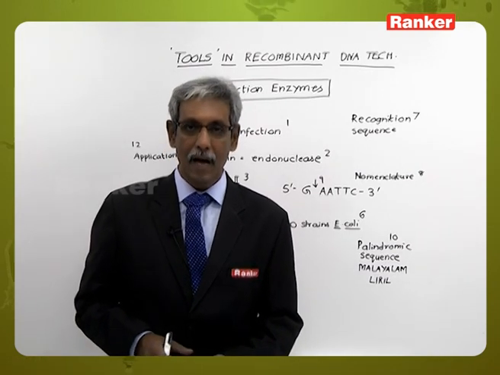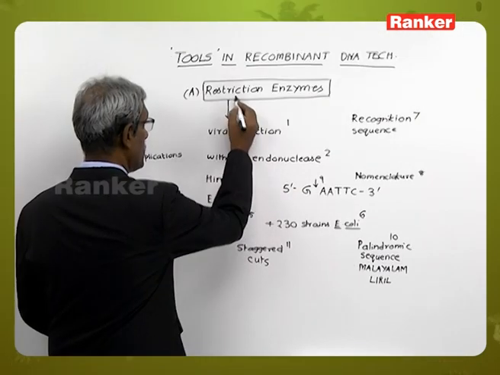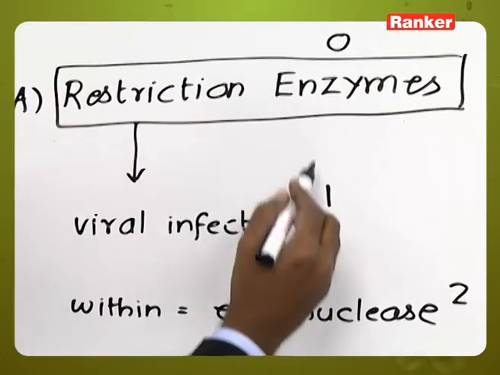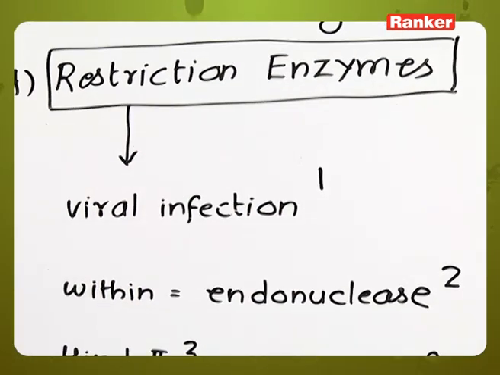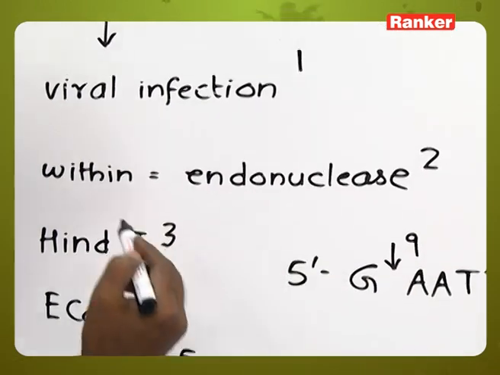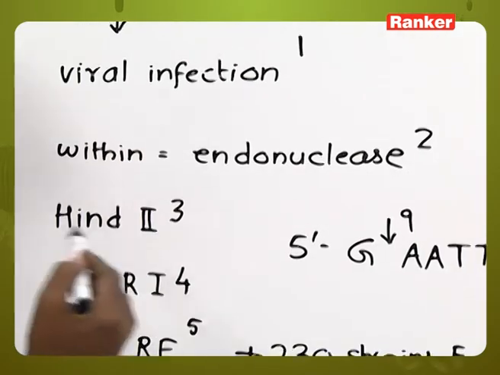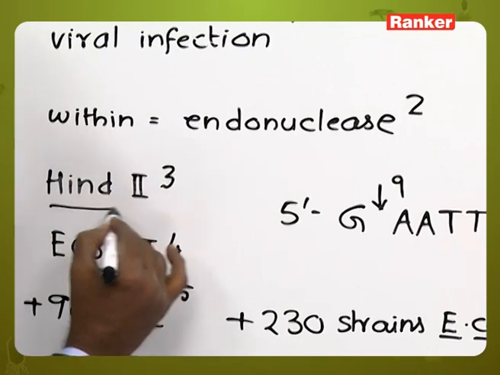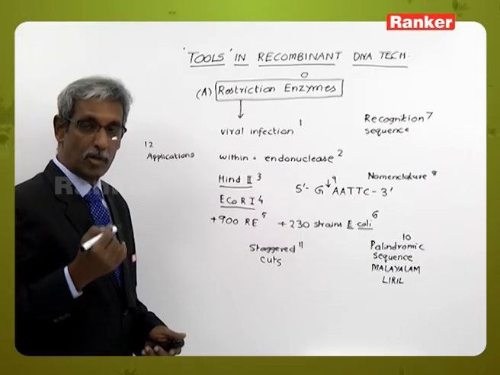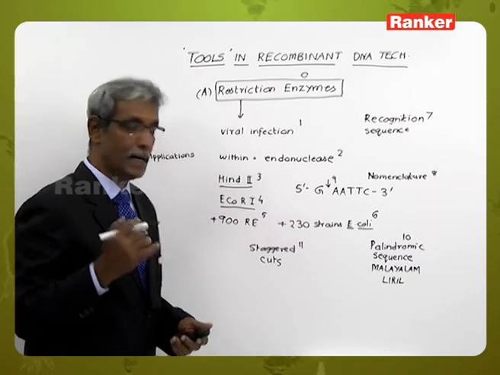We'll exactly be looking into issues such as what is meant by a restriction enzyme, what happens when a virus infects a bacterial cell. We'll also understand why they are termed as restriction endonucleases, because they are present within the cell. Most importantly, we'll be studying two important types of restriction enzymes. One is termed as HindII and another one is termed as EcoRI. We'll also be addressing the nomenclature, or the way restriction enzymes are named.